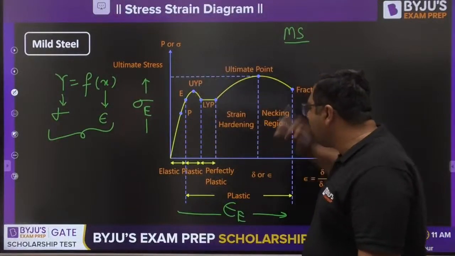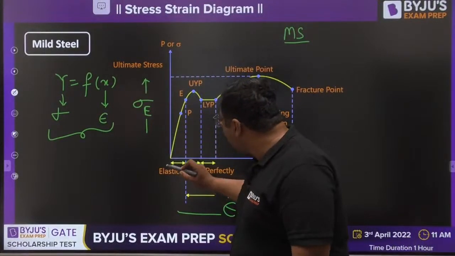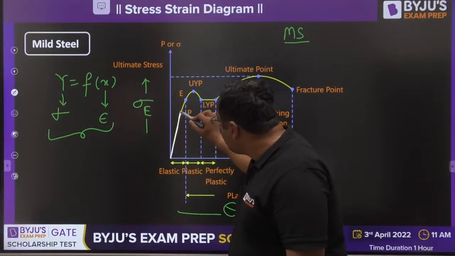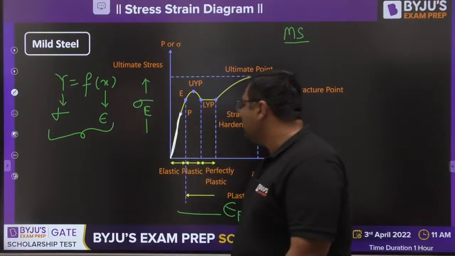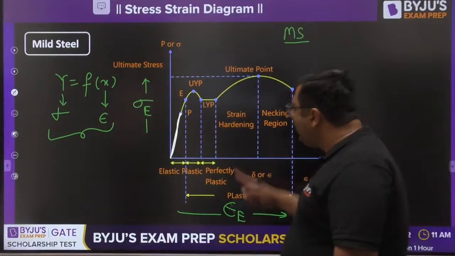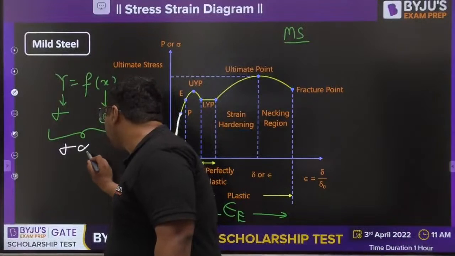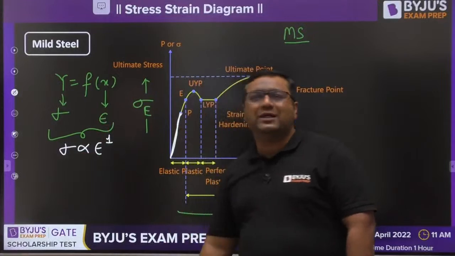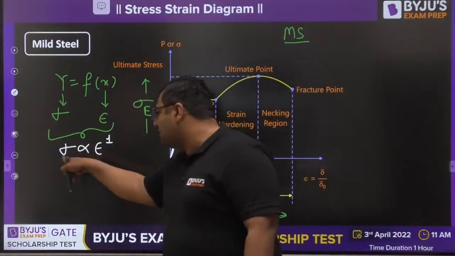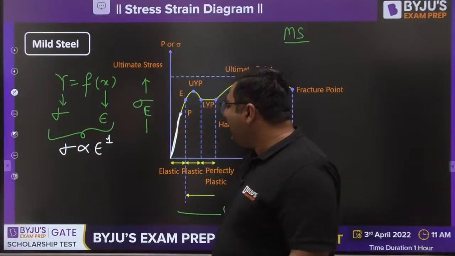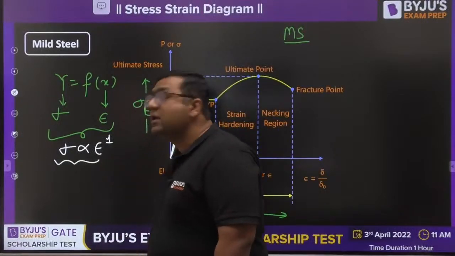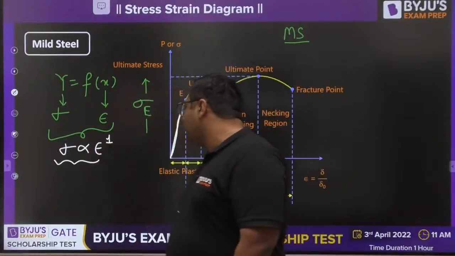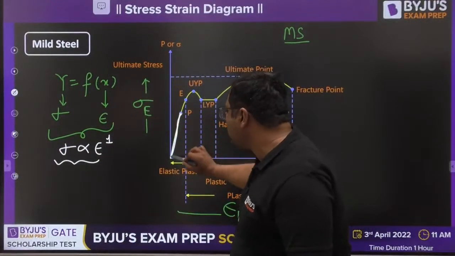So my dear, if you see this diagram, initially when we plot it from 0 to a point P, it is coming like a straight line. This straight line shows that stress is directly proportional to strain to the power 1. It means stress is linearly proportional to the strain, which is the result of Hooke's law. So according to Hooke's law, stress is directly proportional to strain.